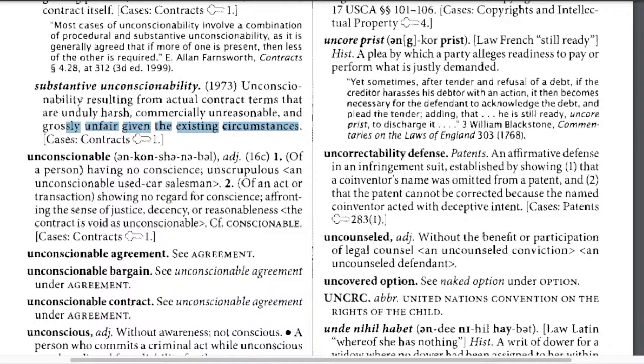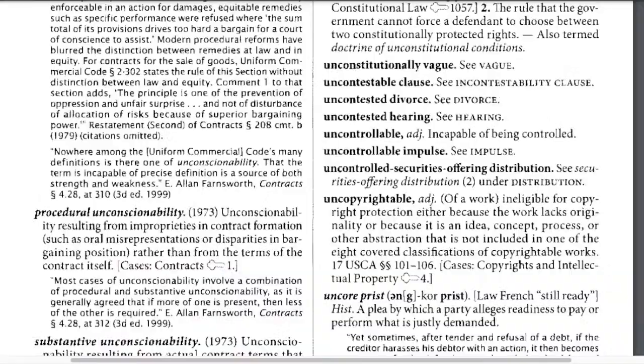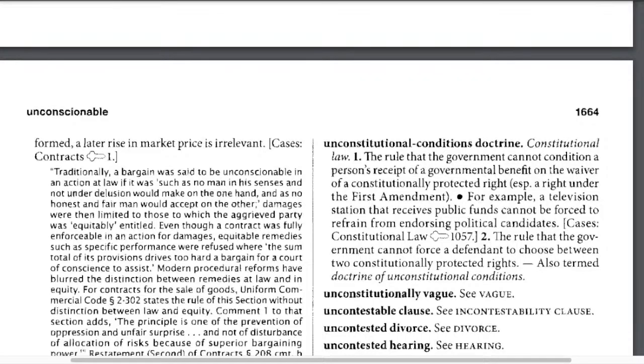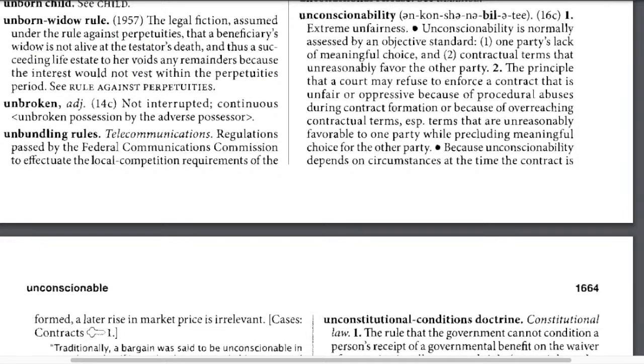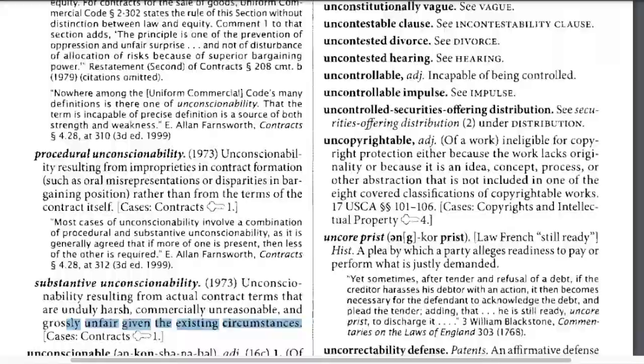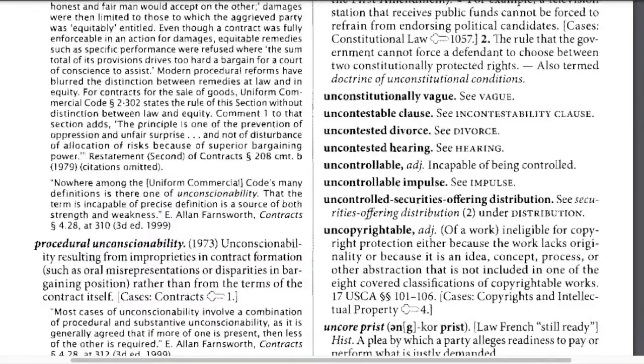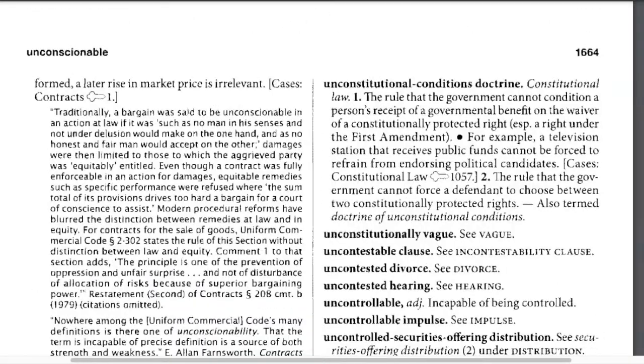All right, let's see if there are any other great, procedural unconscionability. Oh, wow. Conscionability. So what were we reading here? Oh, unconscionable. All right, so let's read this one here.